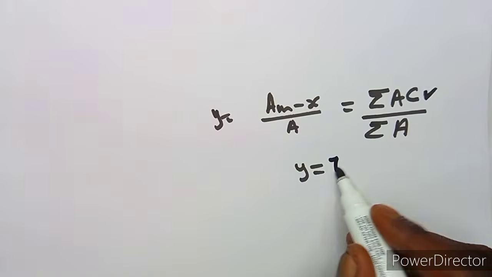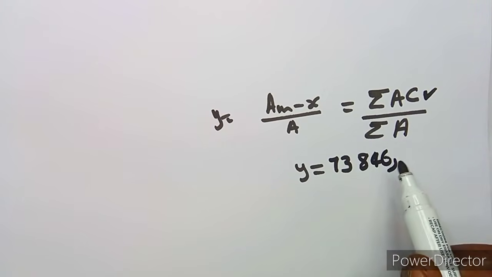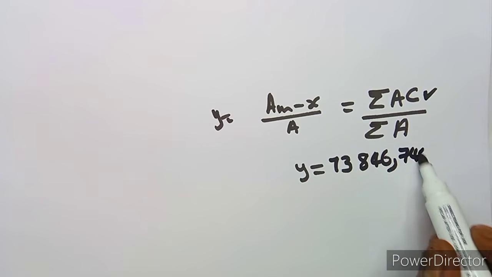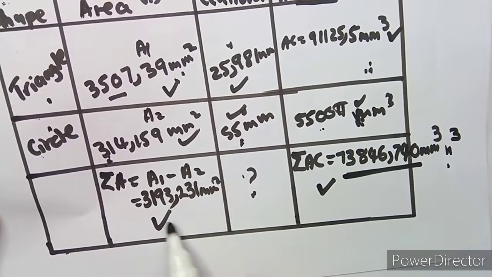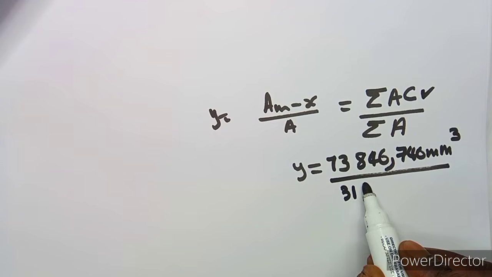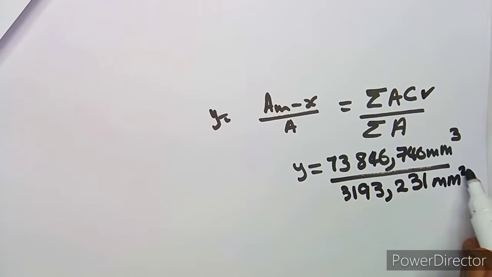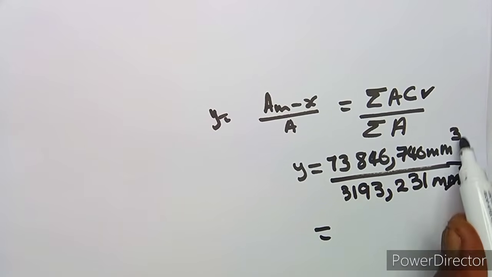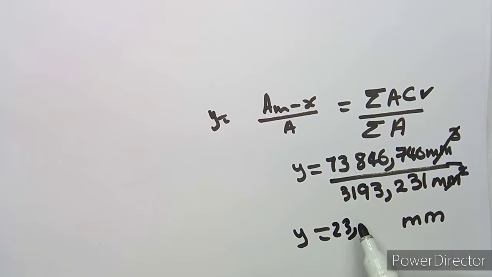moment, which is this value 73846,740 cubic millimeters, over the area. Remember, area is in square millimeters, which is this area of 3193,231 square millimeters. As you can see, with square millimeters and cubic millimeters, you are going to have your answer in millimeters. Your y is going to be 23.126, something like that if you round off properly, in millimeters. As you can see, we are obtaining the same thing.